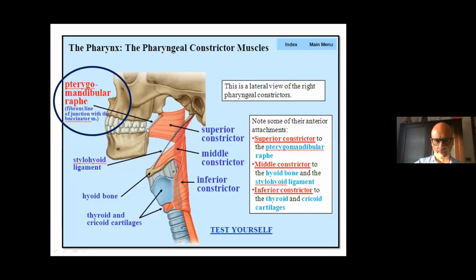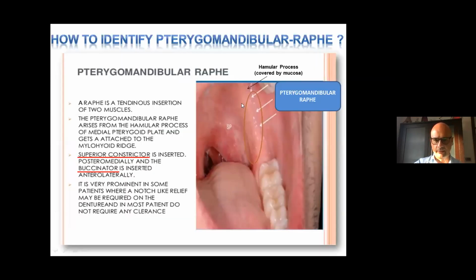This is the pterygomandibular raphe. I show you in a better way. So in this picture, you can see the soft palate, and this is the pterygomandibular raphe. The pterygomandibular raphe is a tendon. It starts from the annular process here, covered by mucosa, and gets attached to the mylohyoid ridge.